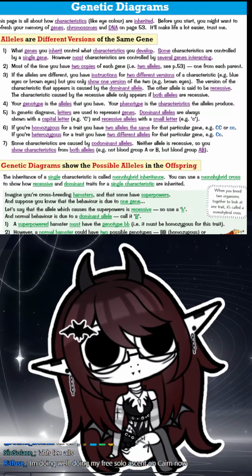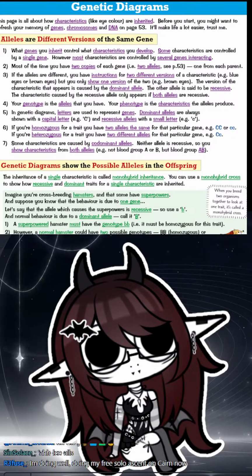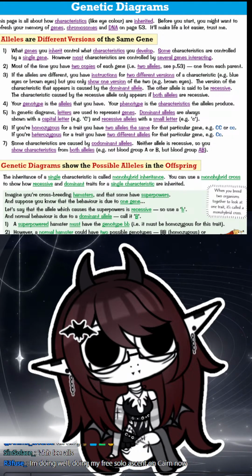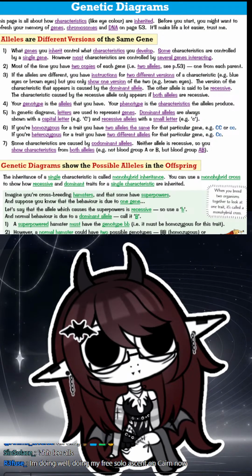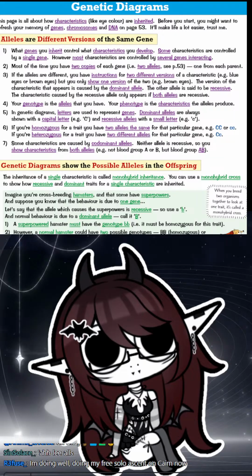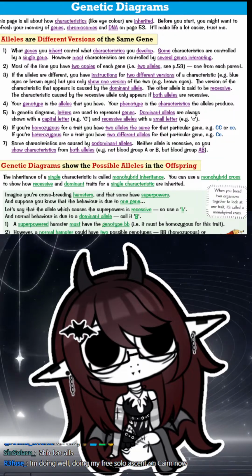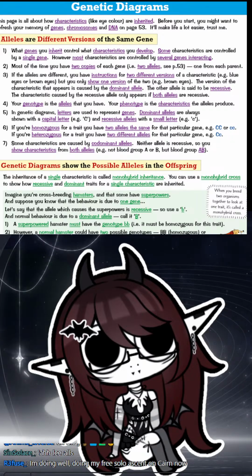Your genotype is the alleles that you have. Your phenotype is the characteristics the alleles produce. In genetic diagrams, letters are used to represent genes. Dominant alleles are always shown with a capital letter, and recessive alleles with a small letter.